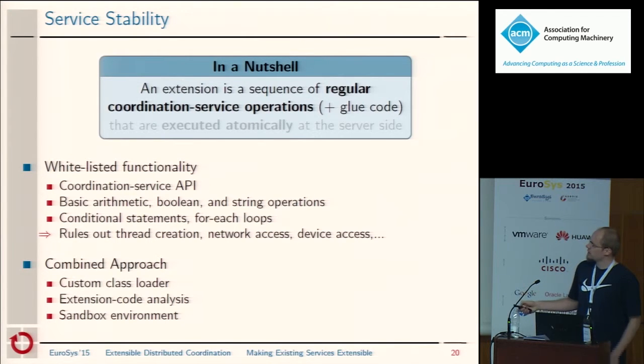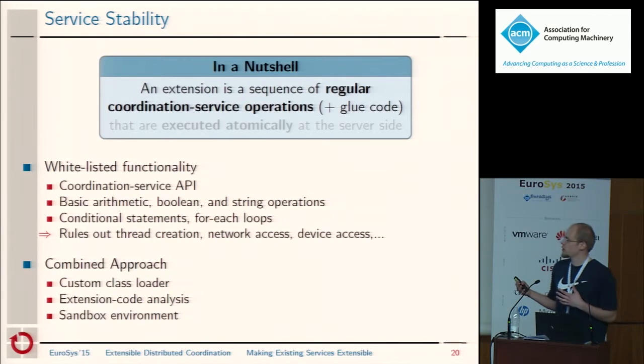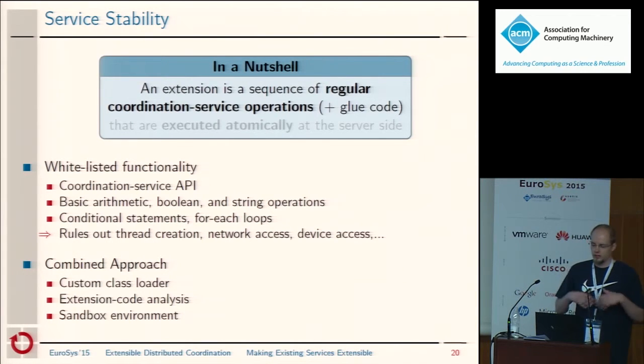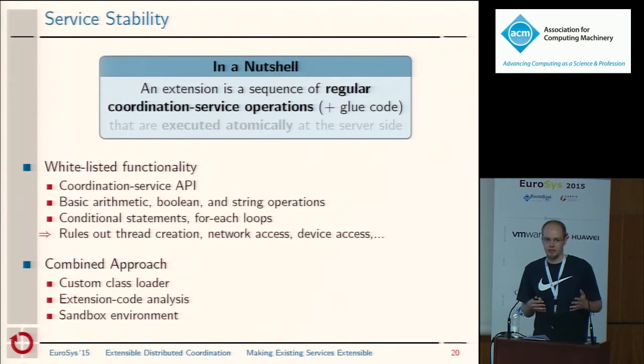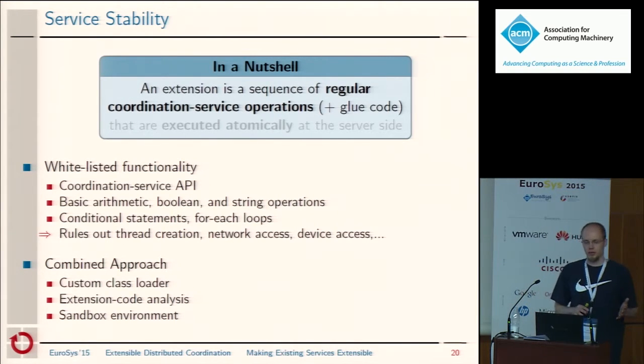This whitelist contains, of course, the methods that are part of the coordination service API. It also contains basic arithmetic, Boolean, string operations, some conditional statements, for-each loops, and that's basically it. There's no need for an extension to create threads, to access the network, or to access devices, so extensions are not allowed to do this.